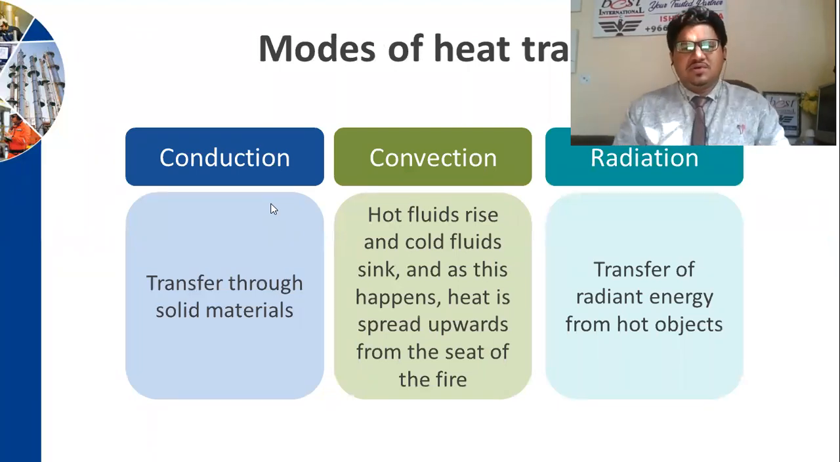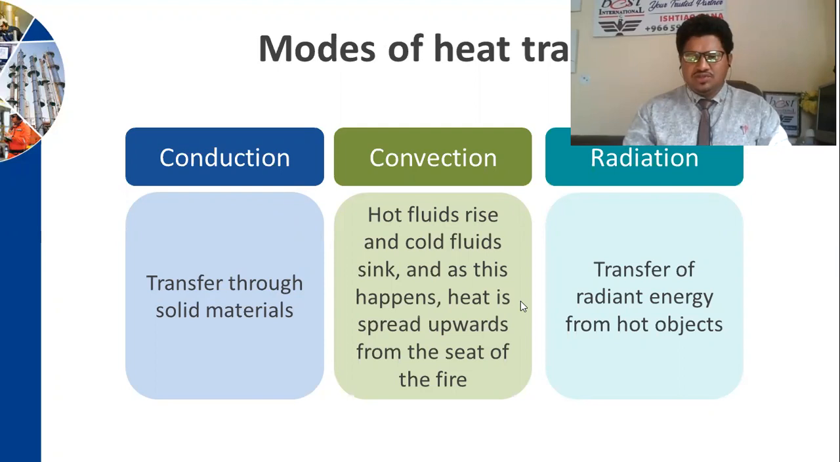The modes of heat transfer mentioned in the NEBOSH theories are conduction, convection, and radiation. It's a very important slide, I would say, because in the PSM exam they will surely ask probably one question to see whether you understand all three important modes of heat transfer: conduction, convection, and radiation. Conduction is transfer through solid material. So remember the words solid material. Heat transfer through solid material.